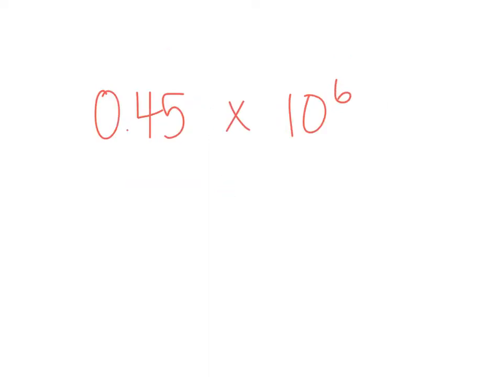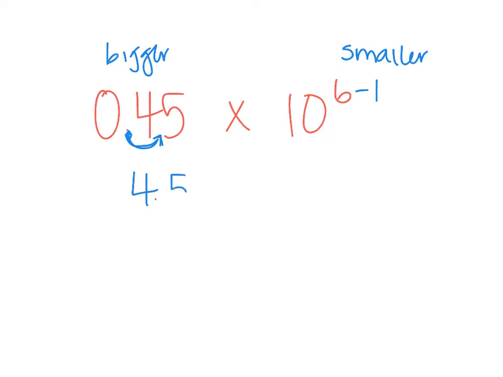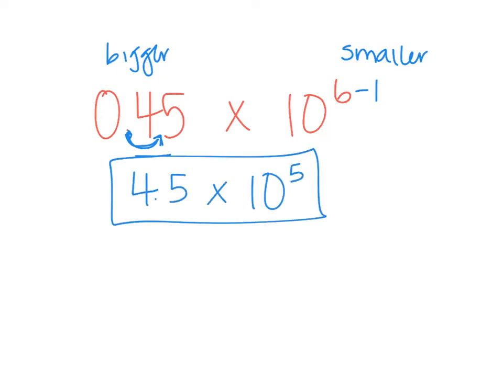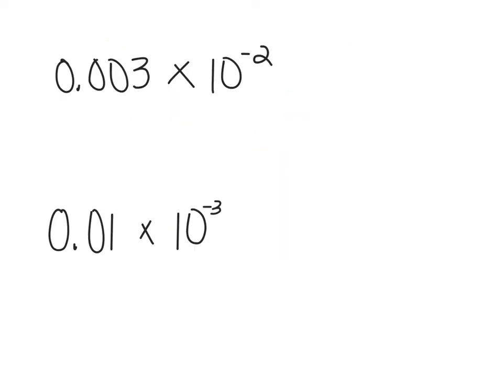Okay, let me show you that same thing on another one. This time I need to move it over one spot here. Now I just made this number bigger. If that number becomes bigger, this number over here I need to make smaller to do the inverse operation. So instead of adding 1, I'm going to subtract 1 from that exponent. And I only do 1 because I only moved the decimal over one place. So it becomes 4.5 times 10 to the fifth. And now I just rewrote it in scientific notation.